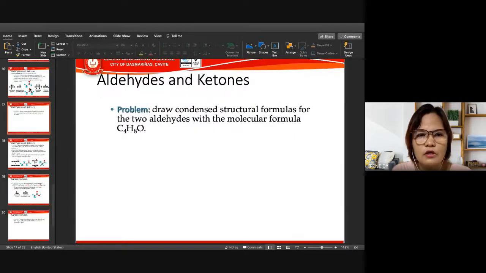Okay. Draw a condensed structural formula for the 2 aldehydes with the molecular formula of C4H8O. Okay, again, ang technique, isulat niyo muna yung carbon. Tapos, hinihingan ka lang ng aldehyde. So, may carbon at may oxygen, hydrogen sa kabila. Okay? Tingnan natin.